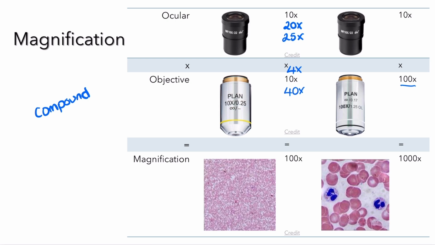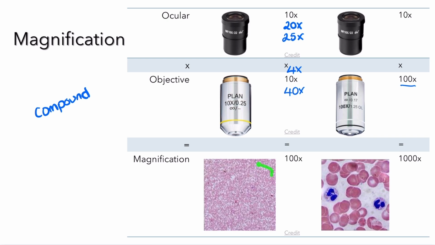Magnification is determined by taking the ocular and then multiplying it by the objective. So you determine it by multiplying both lenses. For example, if we take 10 times for the ocular and multiply it by 10 times for the objective, we conclude with 100 times magnification. This is not the magnification. This is the magnification here. Over here, we have 10 times 100. So this is 1,000 times magnification.